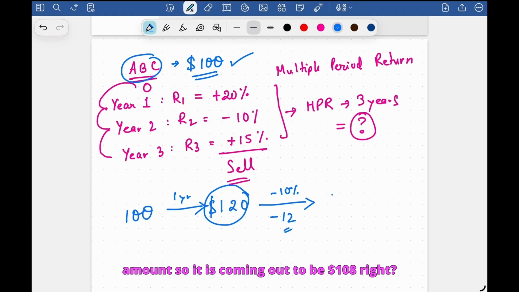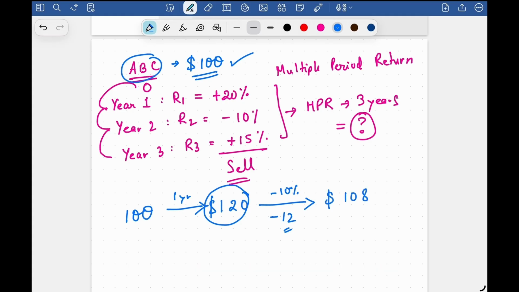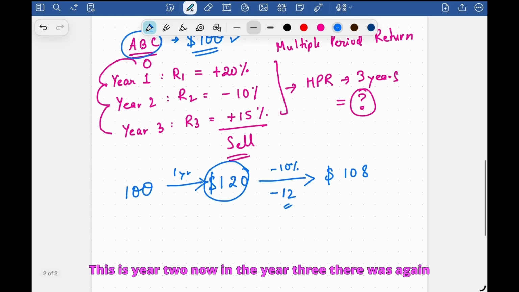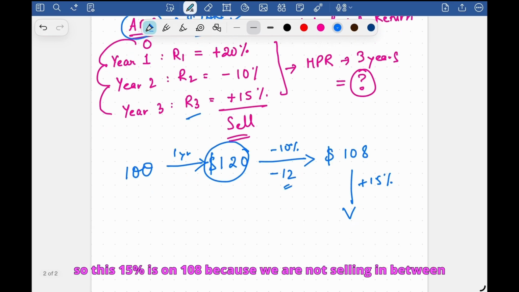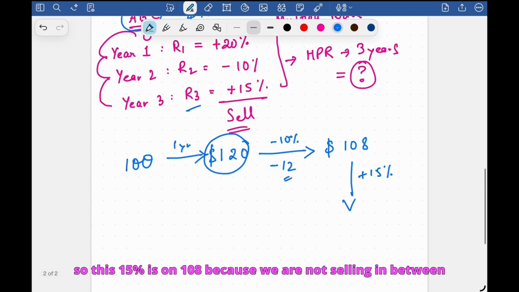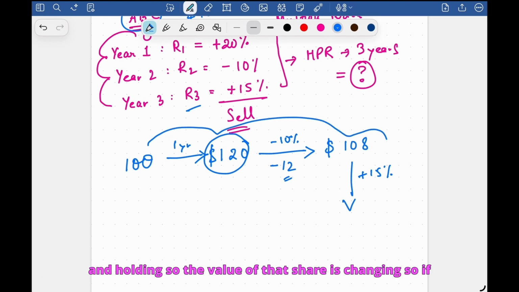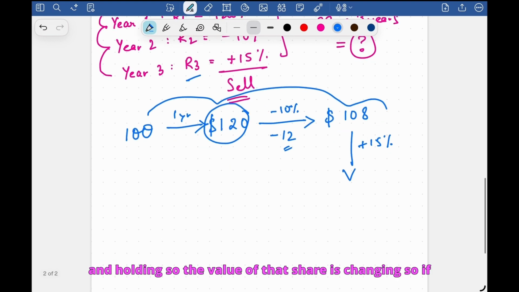So it is coming out to be $108, right? This is year 2. Now in year 3, there was again an increase of 15%. The return was 15%. So this 15% is on 108, because we're not selling in between, we keep on holding and holding and holding. So the value of that share is changing.